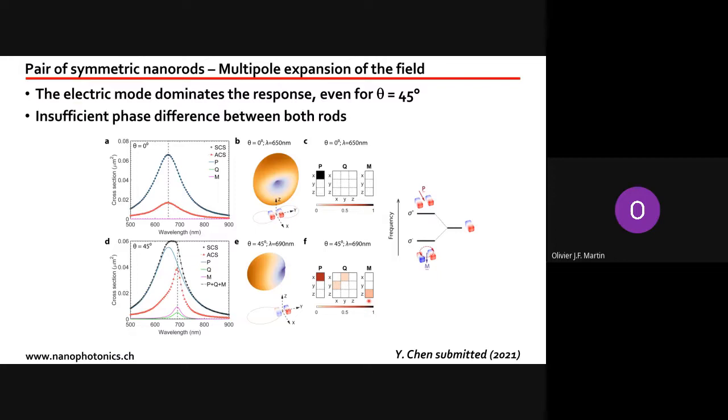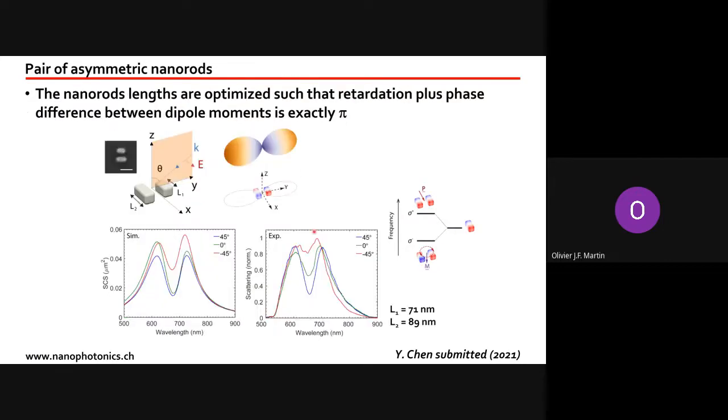So what can we do? Well, the reason for that is that the delay between these two rods is not large enough. So to increase the delay when we come at an angle, what we can do is make an asymmetric system. Like we can have a small bar, which is going to be 70 nanometers, and a long bar, which is going to be 90 nanometers.